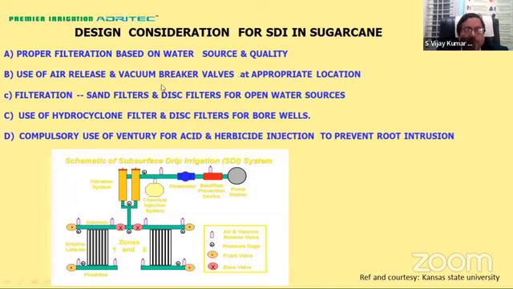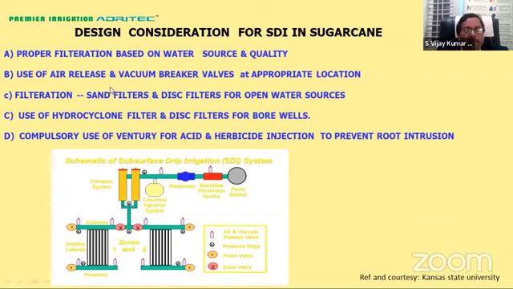The second will be the use of air release and vacuum breaker valves at the appropriate locations. If you don't have this, then you risk that when the system is switched off, you could have mud suction or you could have root intrusion. So you will have to ensure that you have a sufficient number of air release cum vacuum breaker valves.